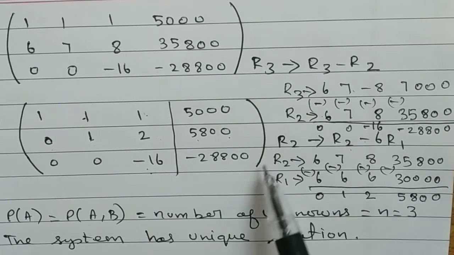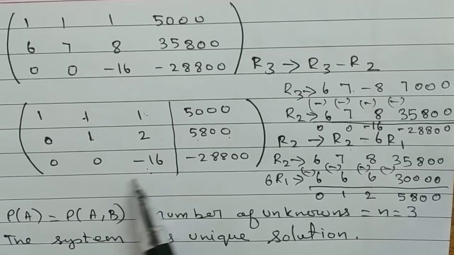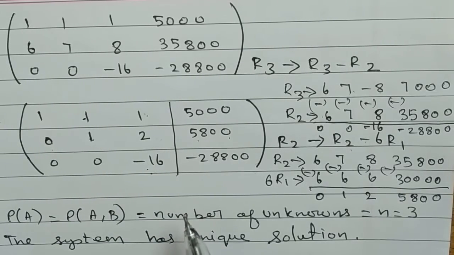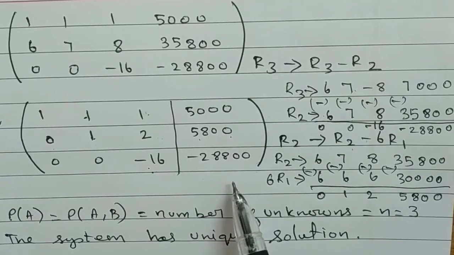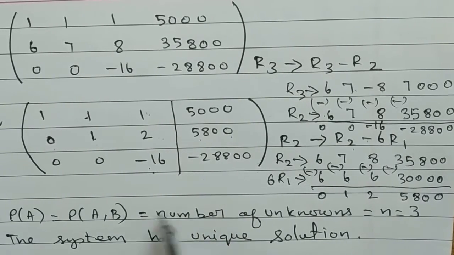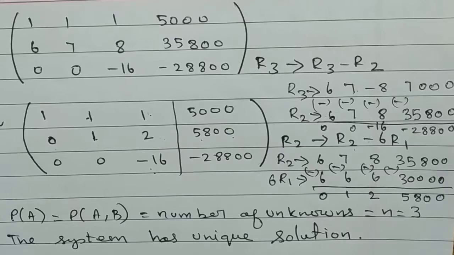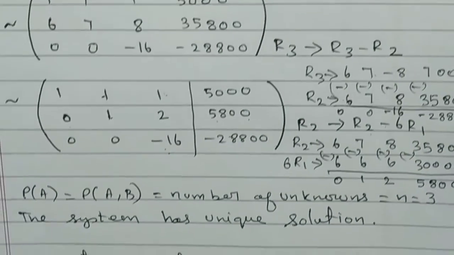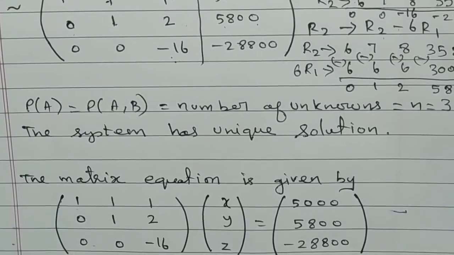Rank of A comma B also 3. Rank of A also 3. Number of unknowns here x, y, z. Number of unknowns x, y, z. This value also 3. So all the 3 values are equal. So the given system of equations is consistent and it has a unique solution.